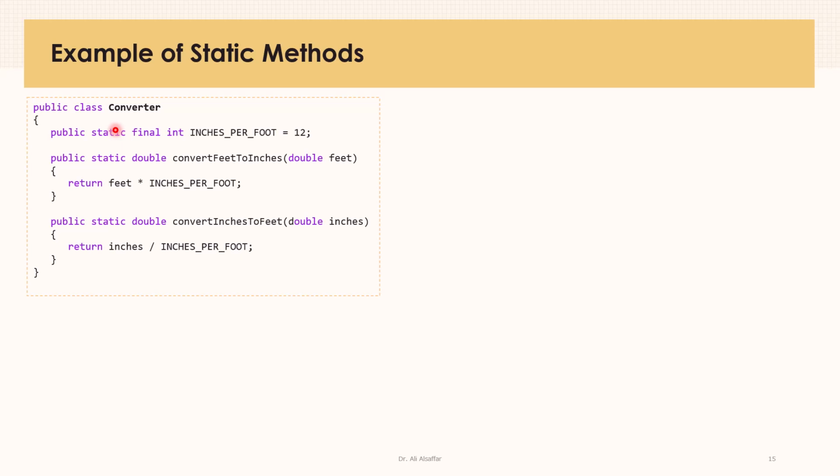We called the class Converter, and we defined one constant variable inside as a static that relates inches to feet. So we know that 1 foot is equal to 12 inches, and we have the two methods that convert between feet and inches. The first method, as an input parameter, has the value in feet, and it simply multiplies this value by inches per foot. The second method, as an input, has the value in inches, and to convert inches into feet, we simply divide the number of inches by inches per foot.